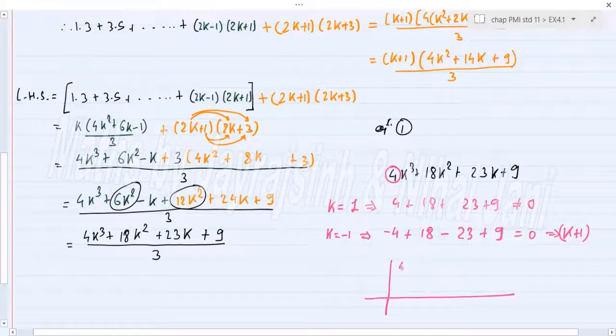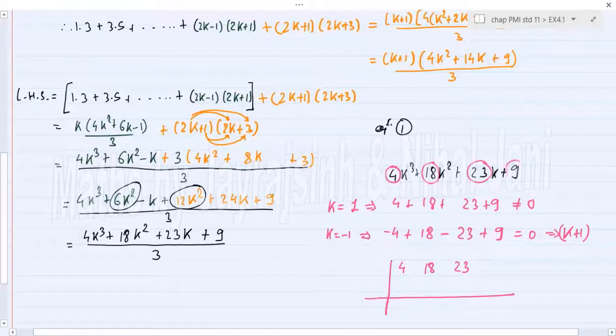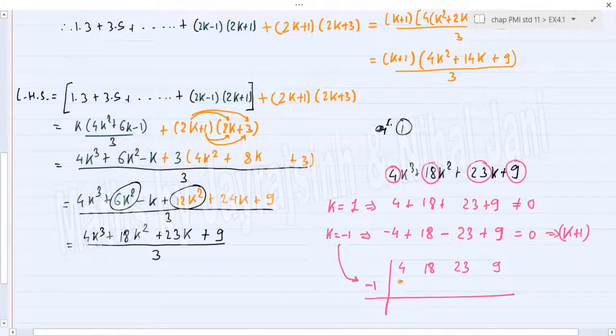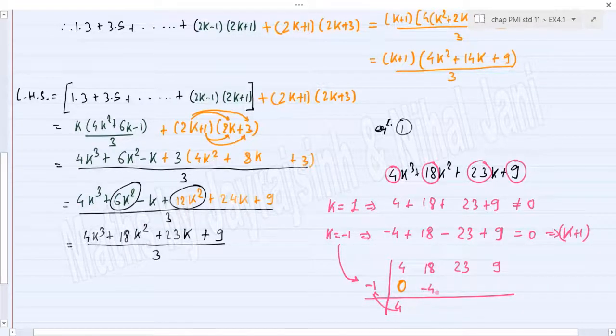Coefficient of k cube 4, coefficient of k square 18, coefficient of k 23 and constant term 9. Place -1, and here we always place 0. Now add 4 plus 0 will be 4, 4 into -1 will be -4. Follow the same steps again.